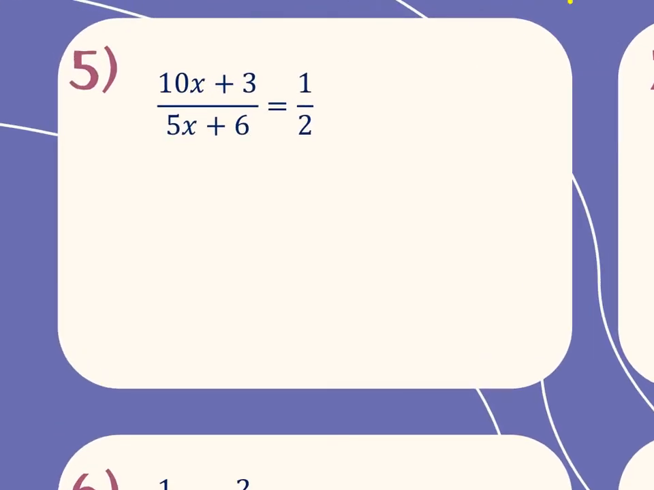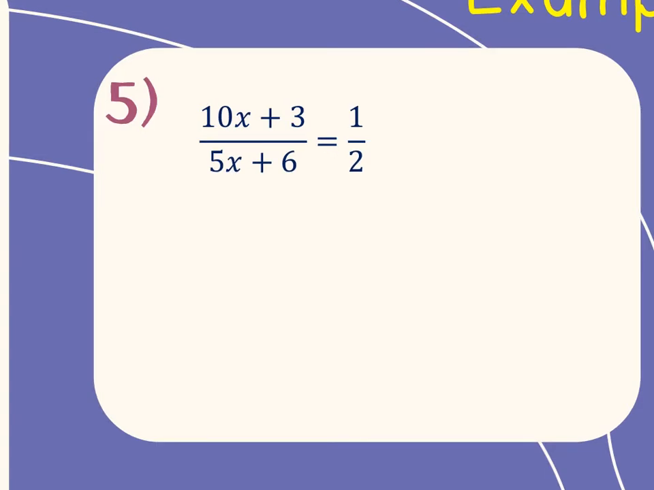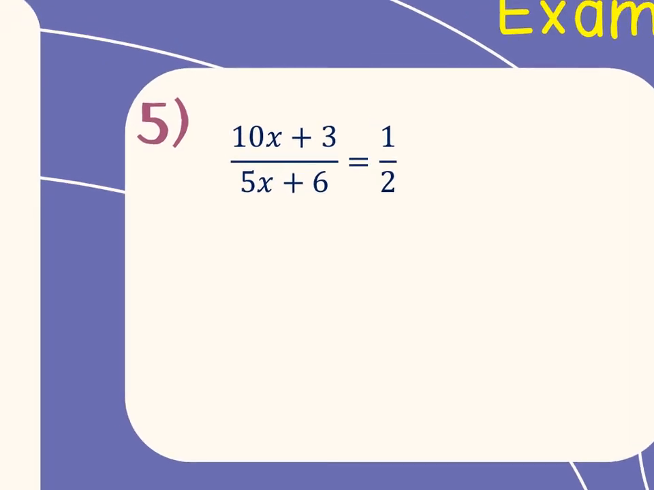All right, next one. I'm going to treat this as a proportion. Or what you could do is multiply both sides by 5x plus 6 over 2. Whenever I have just two fractions equaling each other, this is another way you can solve this, is just do cross products. So this times this gives me 2 times 10x plus 3, and then this gives me 1 times 5x plus 6.